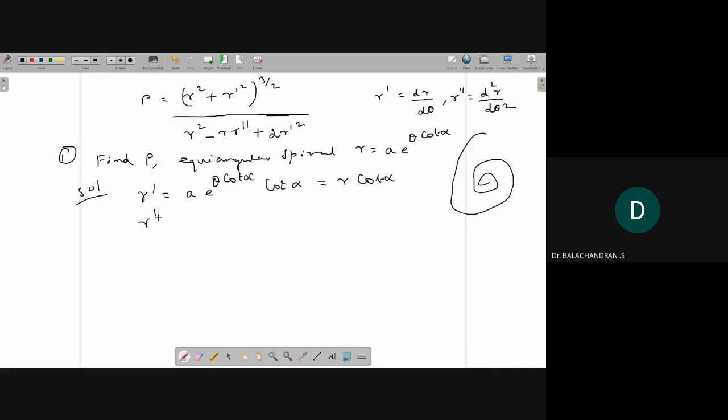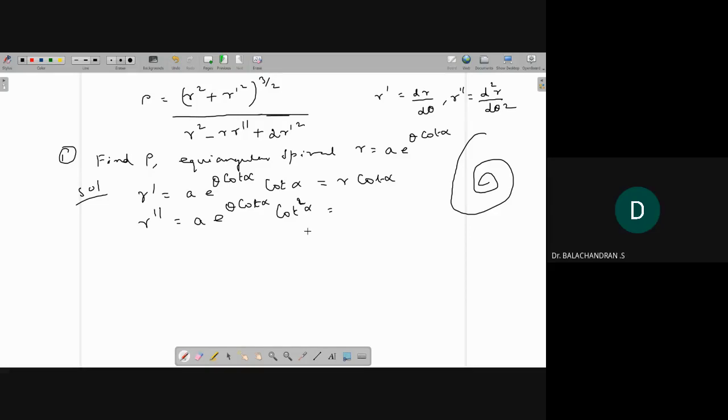Similarly, r double dash. If you differentiate this again, a into, cot alpha is a constant. If you differentiate again e power theta cot alpha, we get cot alpha again, so cot square alpha. Student question: Sir, for e power theta into cot alpha, shouldn't we take the UV rule for theta into cot alpha?